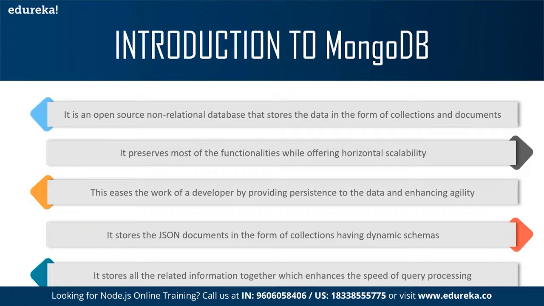So we can scale our MongoDB database horizontally, and we get most of the features working, and it does not limit us in all the features when we are scaling the system. Next thing is it stores JSON documents in the form of collections and having dynamic schemas. Like I said earlier, all of the documents which we are going to create, like person one, person two, person three, can have a different schema. They don't need to follow the same schema.